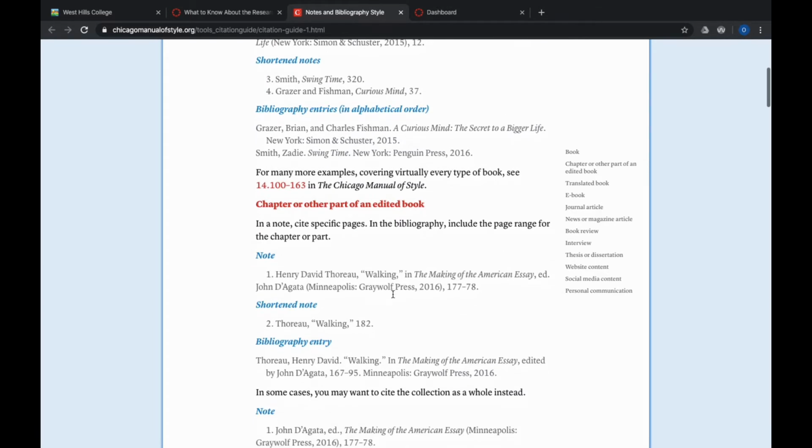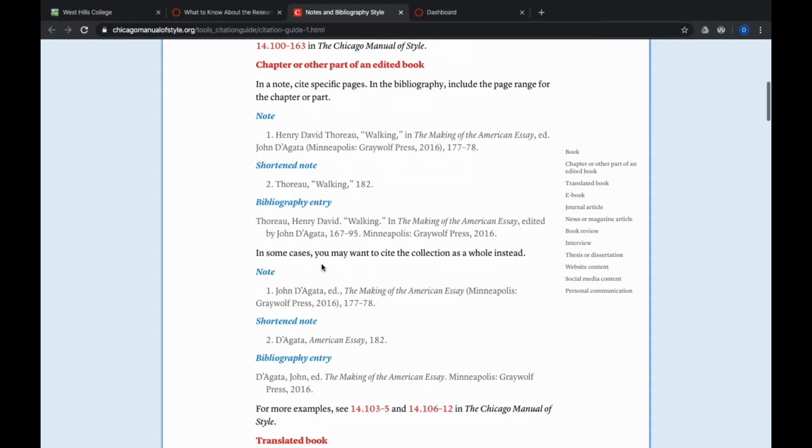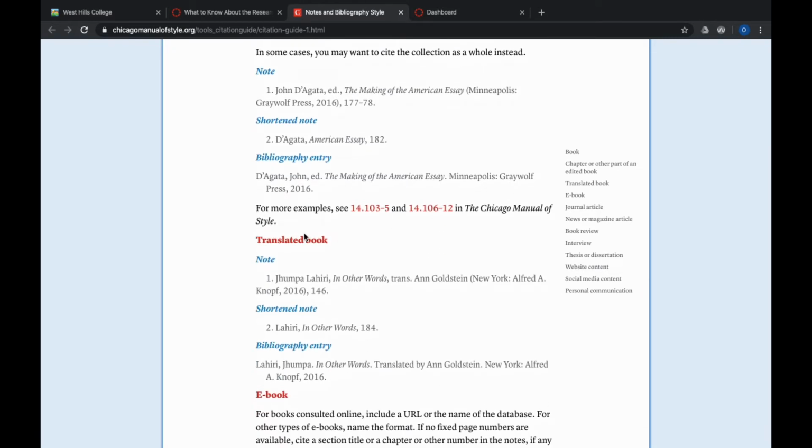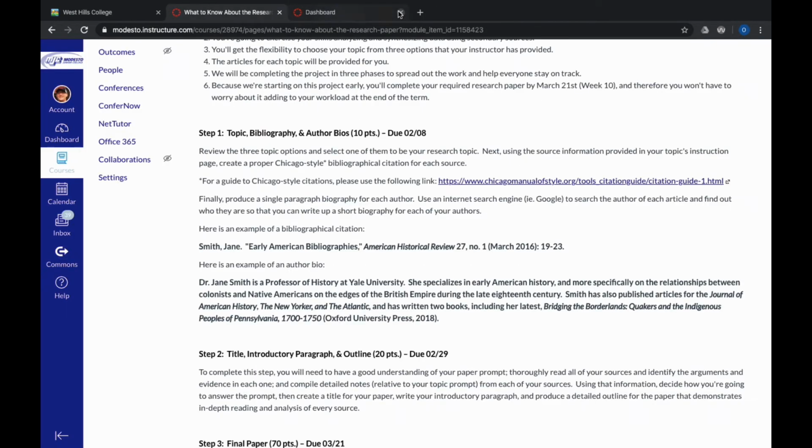And I should say it could be multiple authors, but essentially it's not an edited book of a bunch of different authors. That would be this. If it's a chapter from an edited book, here's the bibliography entry you want to use. So just find the type of source it is, and then look at the bibliography entry example and just follow that guide. All right, so that's the link I'd like you to use so we're all consistent.